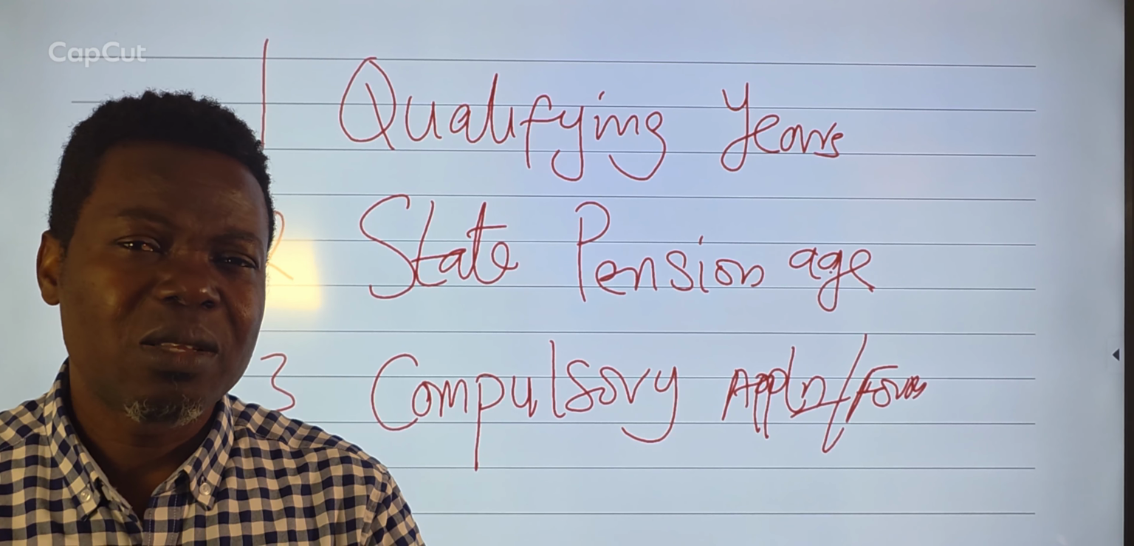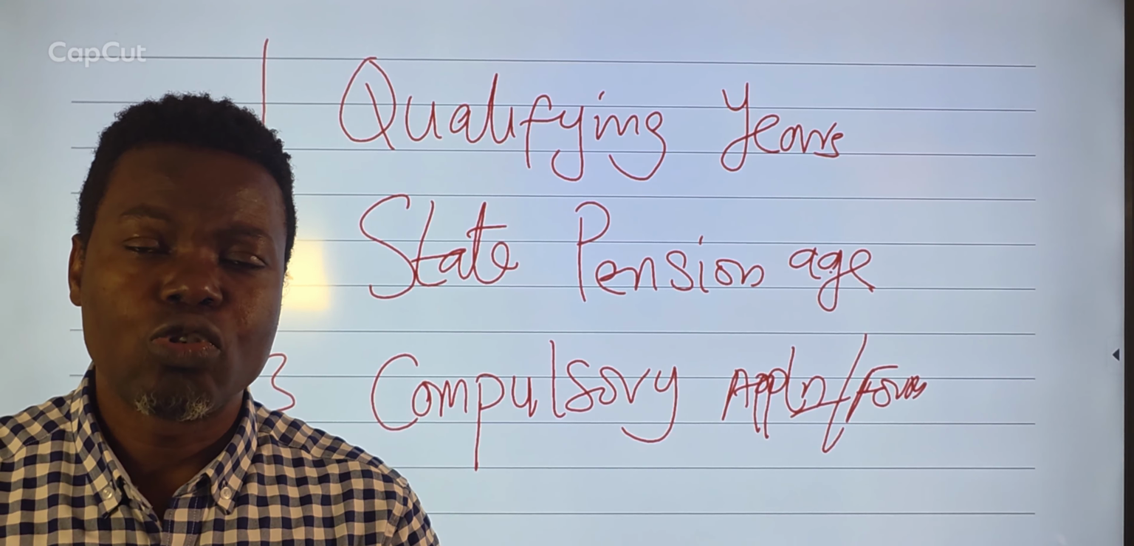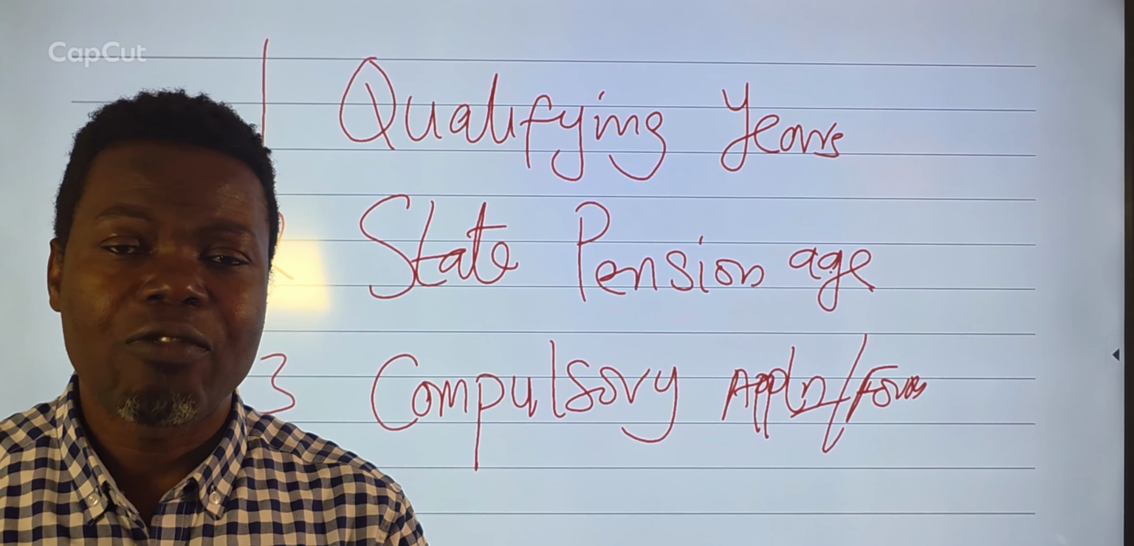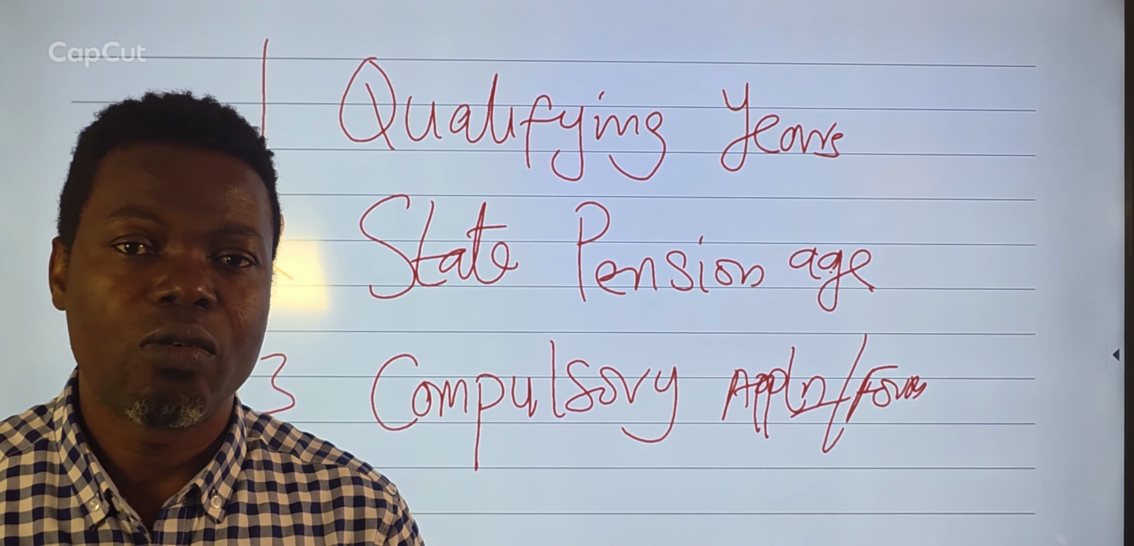But if the person who has spent 9 years had this information, he would want to continue to contribute till 10 years, so that he will meet that condition of qualifying years, which is a minimum of 10 years.